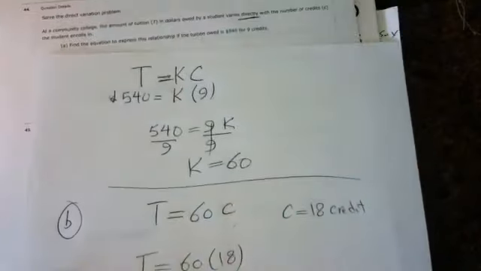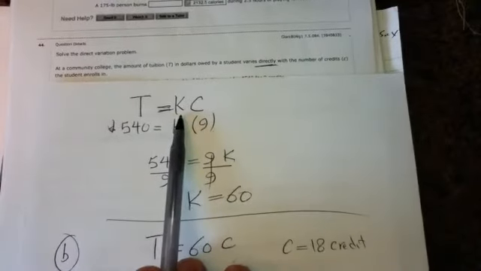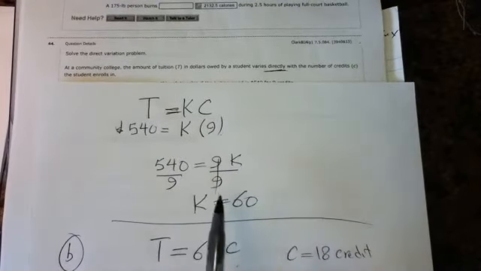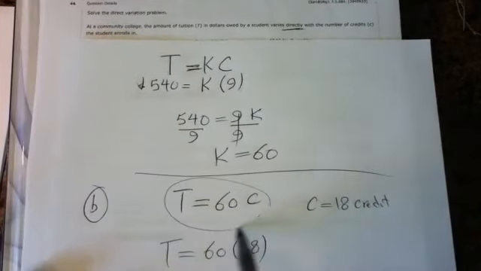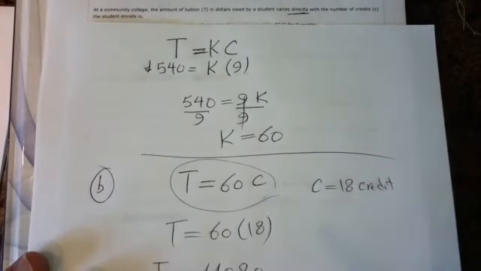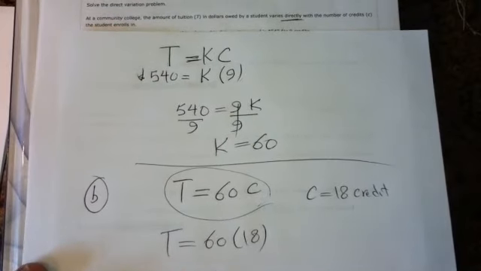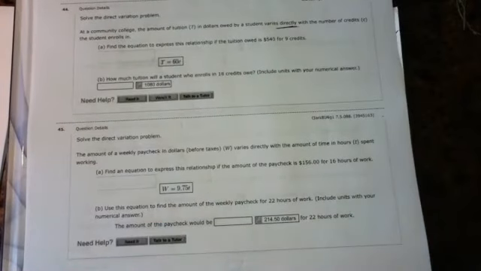So for this type of problem, when they say directly, you just write it like that, you put a K, then they give you some information to find a K. Then when you find a K, you put it back there. Now your formula is ready to accept any credit. Any number that they give you as far as the credit, you put it here to find your T, the tuition.